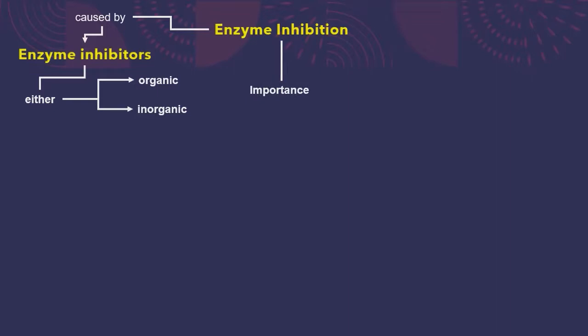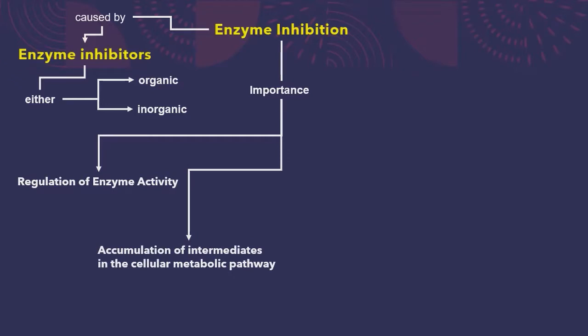And enzyme inhibition is important for the regulation of our enzyme activity, as there are biological processes that already signal when to stop the biological process, such as in the conversion of energy or in the glycolytic processes. Another one is the accumulation of intermediates in the cellular metabolic pathway. So again, when the intermediates are already accumulated, the pathway can also be inhibited by enzyme inhibition.